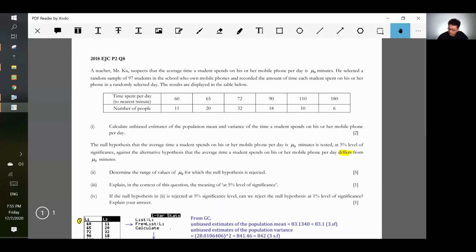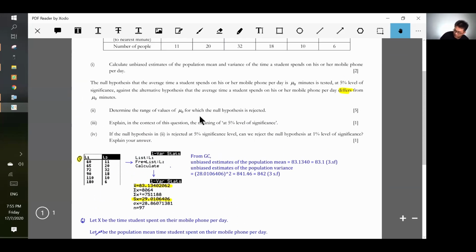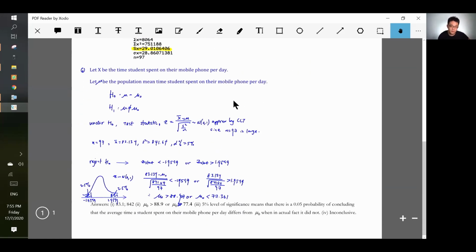I think part 3 is quite okay. In context of this question, the solutions are below. Basically, the level of significance is the probability of rejecting H0 when H0 is indeed true. So in context of this question, there's a 5% chance of concluding that the time spent on the mobile phone per day differs from mu naught when it actually did not differ. So it means you say that it is not mu naught, but it is actually mu naught. Okay, so just take note of that.